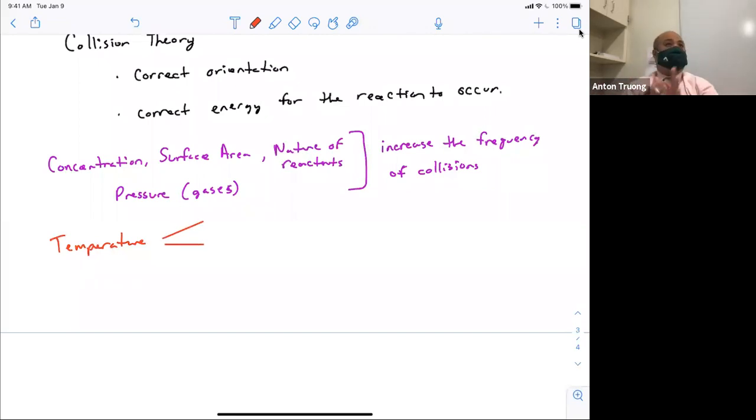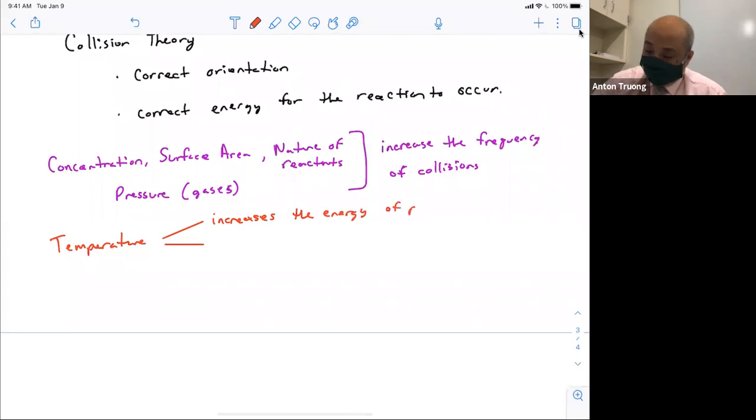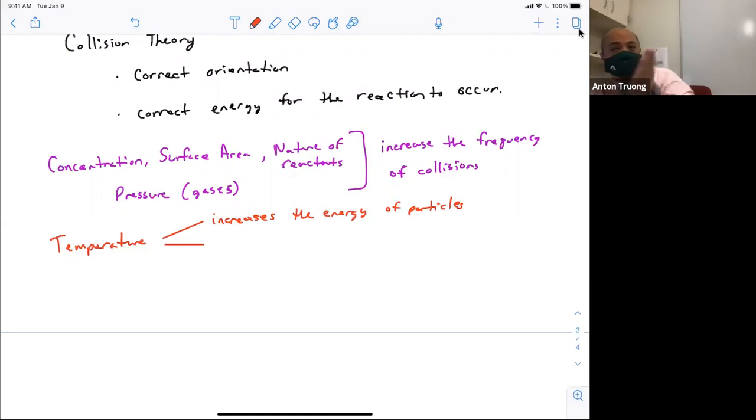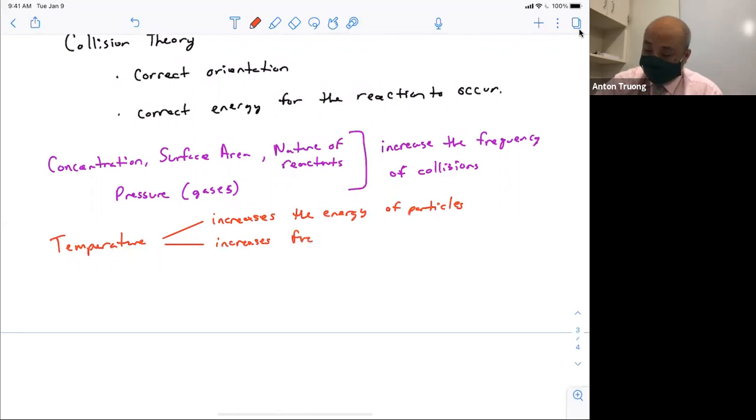Temperature does two things, okay? It increases the energy of the particles so that more particles have the correct amount of energy to react, and it also increases the frequency of collisions due to the fact that the particles are moving faster. So faster moving particles, more frequent collisions as well.